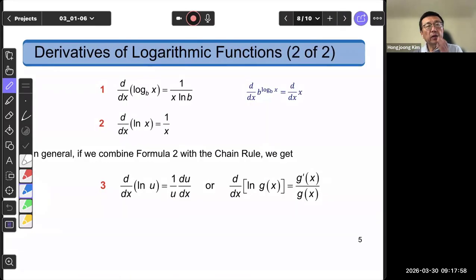And then we considered the derivative of the logarithmic function using implicit differentiation. So the derivative of log of x with base b, we get 1 over x times ln b.